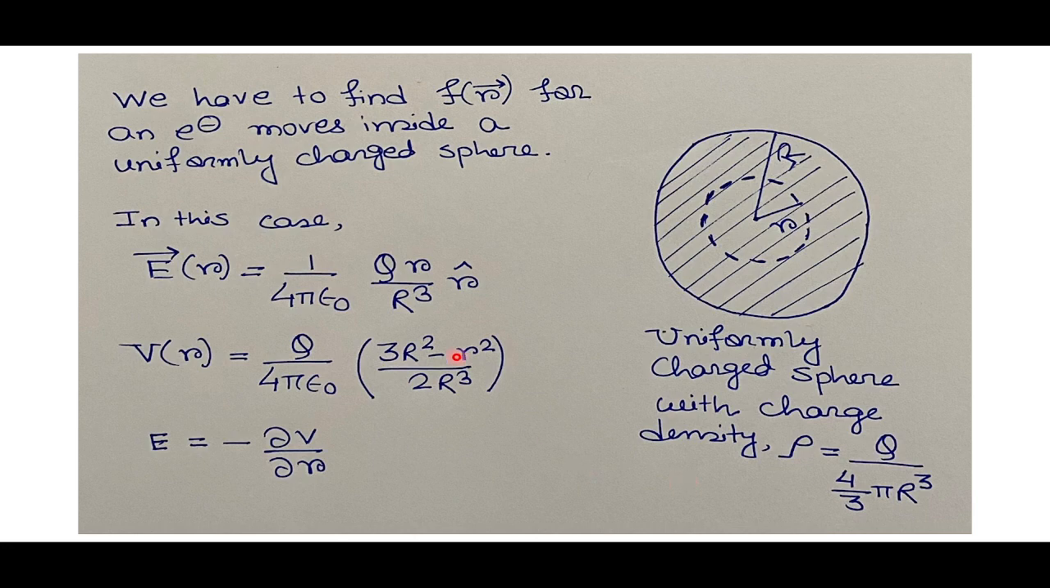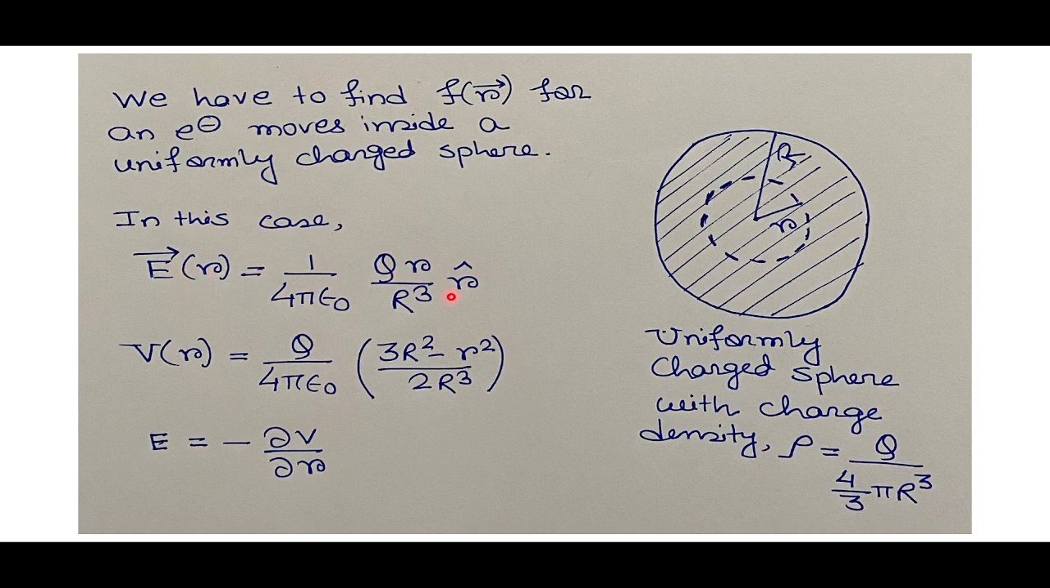Now that one has already answered, we have to find this f as a function of r for an electron moving inside the uniform charge sphere. I will not derive this, it is a very textbook thing. You can easily find the electric field inside a uniformly charged sphere using Gauss law. We are aware of that, right? So I will not explain this.